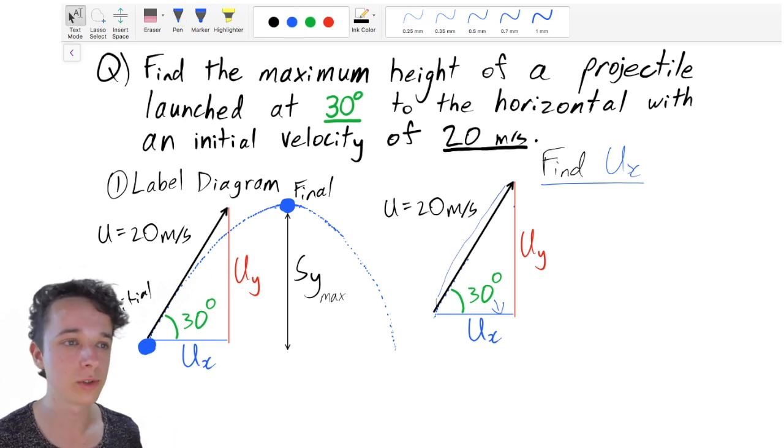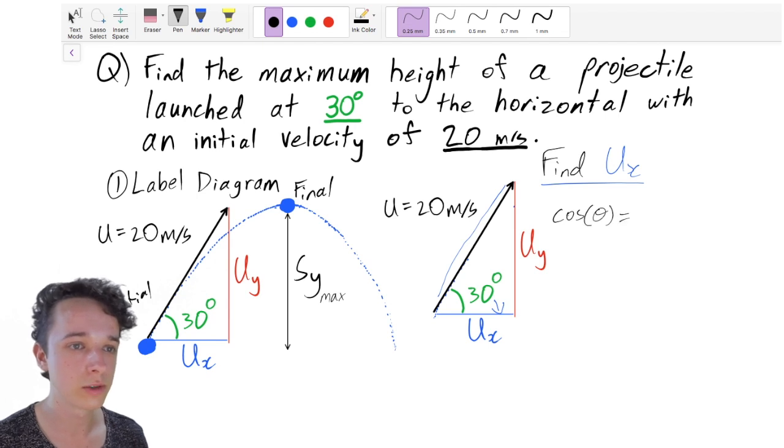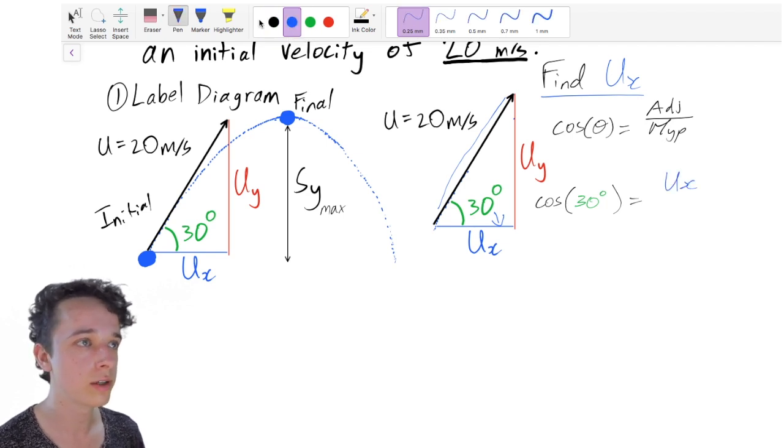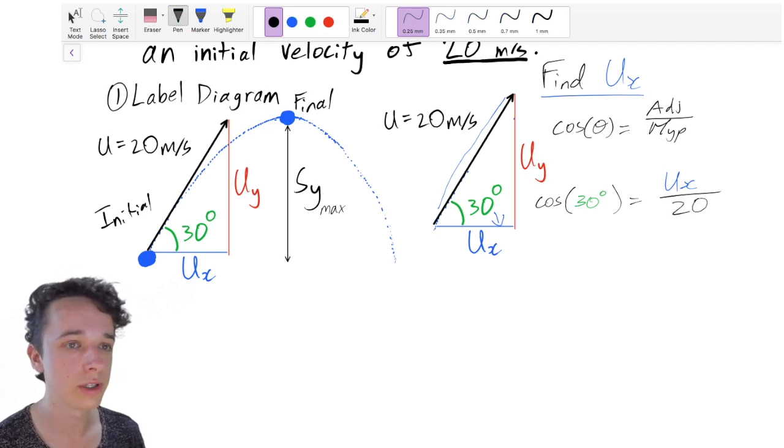And if you remember your trigonometry, you know that the trigonometric function used when dealing with adjacent and hypotenuse is cos. So cos of a particular angle is equal to adjacent over hypotenuse. In this case, we have cos of 30 degrees is equal to adjacent, which in this case is u of x, the thing we're trying to find, divided by 20, which is the magnitude of the initial velocity.